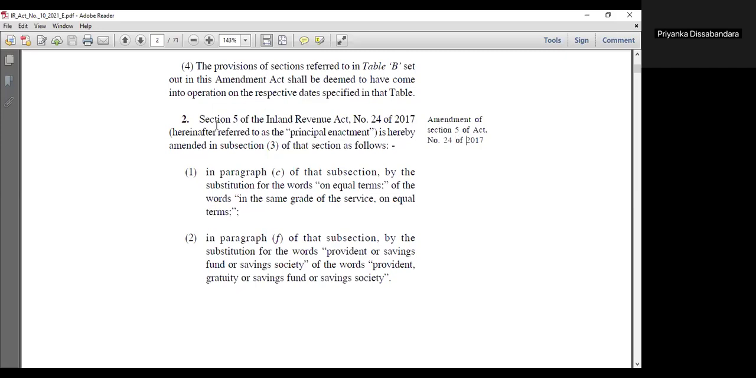Let's read. Section 5 of the Principal Act, hereinafter referred to as the Principal Act, is hereby amended in subsection 3 of that section as follows.